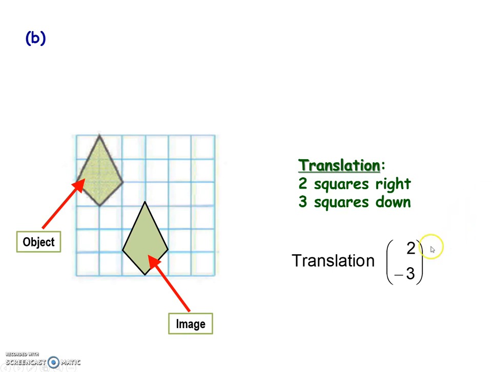Now you can see that the upper value is a positive 2. It means that we have moved it 2 squares to the right. However, the negative 3 will require us to move the object 3 squares down.